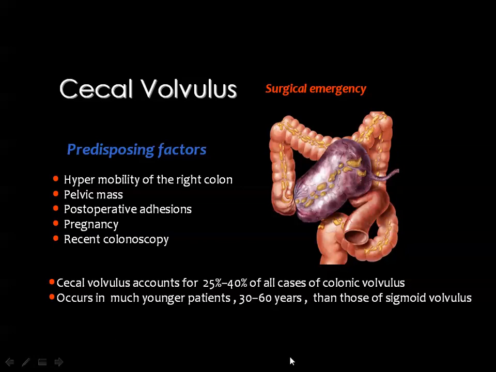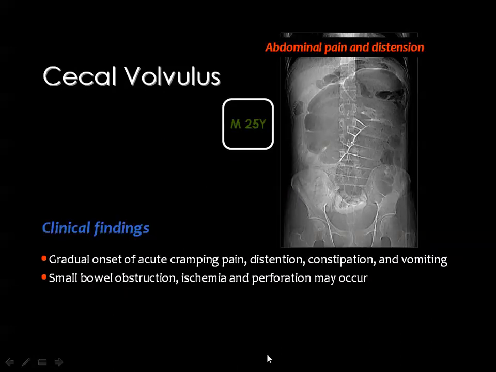Then finally we came to the cecal volvulus, which is seen in a relatively younger age group, with age incidence from 30 to 60 years, compared to those with sigmoid volvulus. The predisposing factors are hypermobility of the right side of the colon, pelvic masses, postoperative adhesions, pregnancy, and recent colonoscopy. The diagnosis is also easily made from the plain film by identifying the huge dilatation of the cecum, whether pointing to the left upper quadrant or anywhere.